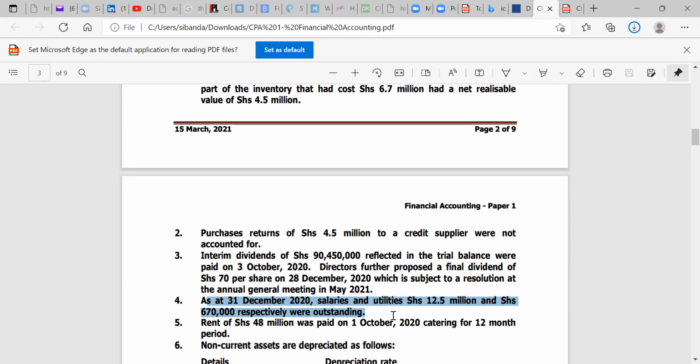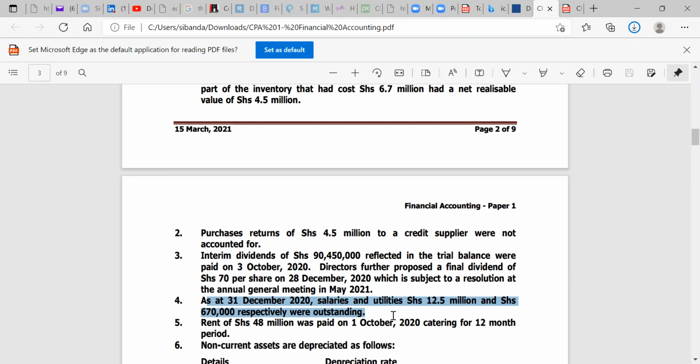So if you paid 1st October 2020, you have October, November, and December. So 3 million times 3 basically relates to 2020. The rent for 3 months relates to 2020, and any balance relates to the next financial year. So the balance is about 36 million.